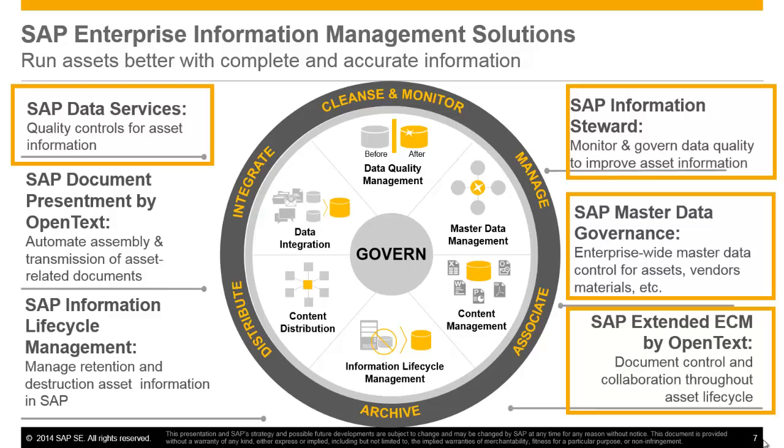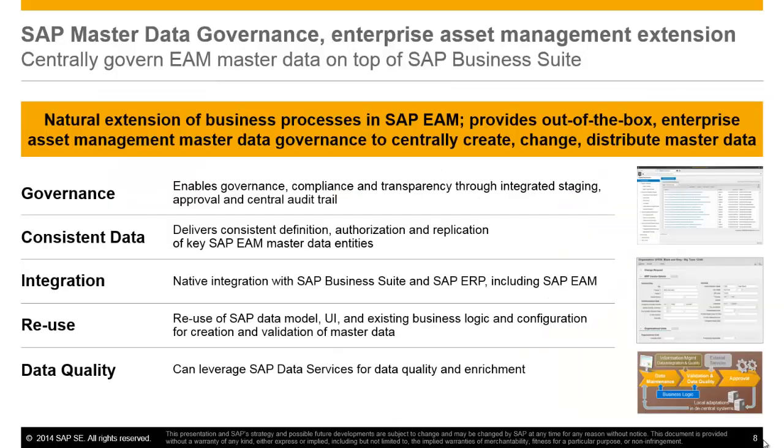And then the extended ECM by OpenText piece, that's the unstructured content that I was referring to on the previous slide. So SAP has a partnership with OpenText with their extended ECM product, most specifically to allow the management and the control of the unstructured content. And that's another piece of this entire EAM puzzle. Today we're focusing, though, on the Master Data Governance solution, and most specifically the Enterprise Asset Management extension that's built by Utopia.